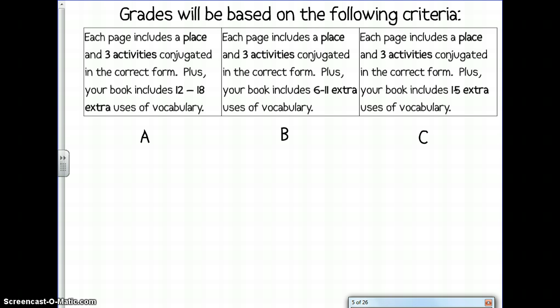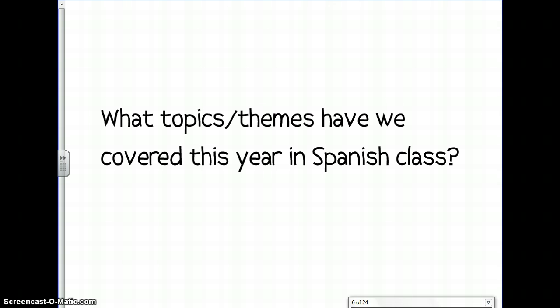In addition to a place and 3 logical things, you must also include more vocabulary. To get 100%, you're going to need 18 extra uses of vocabulary throughout your book. To get an A, you need 12 to 18, 6 to 11 would be a B, and 1 to 5 extra uses of vocabulary would be a C.